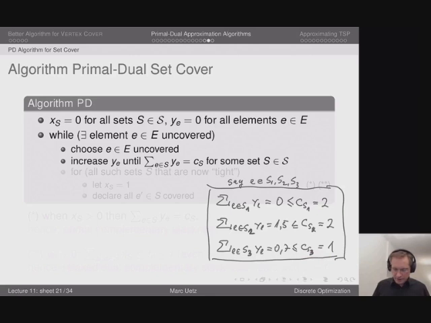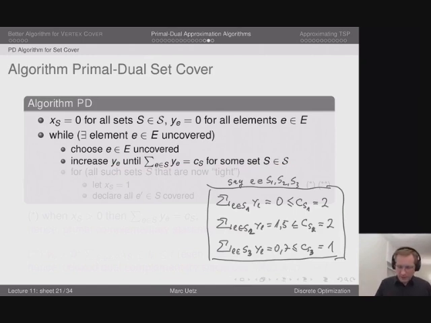So then we see that we can increase the corresponding dual variable YE by how much? Well, at most by 0.3, because then this constraint is going to be tight. If we would increase the corresponding dual variable YE any further than that, we would violate the dual feasibility constraint, and that is something that we don't want. Okay, so we can increase the corresponding dual variable until some of the constraints in the dual gets tight.